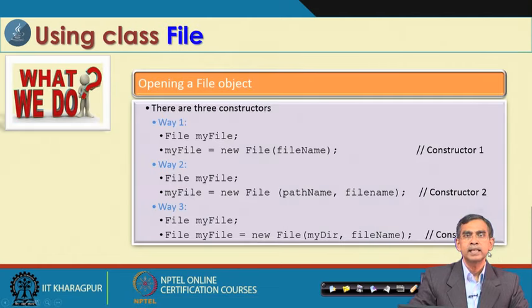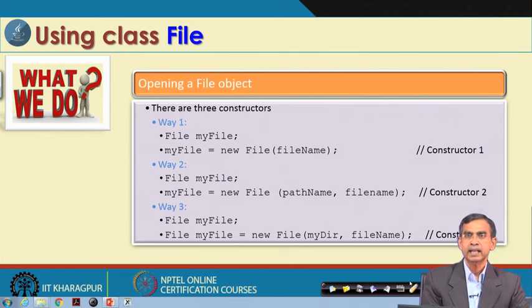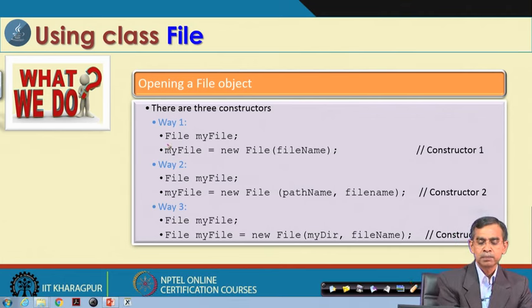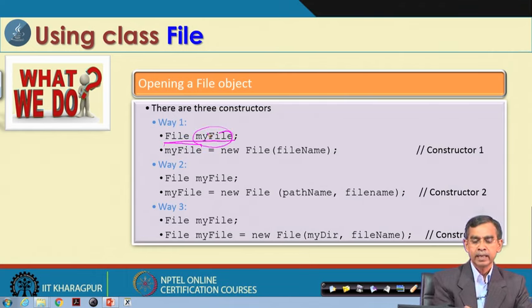Now, let us see what we can do. So far as the file is concerned, the first task is how we can open a file object. That means, in the object oriented concept, everything is an object. So, file is an object, how can we create a file object. As I told you, there is a class called File. So, if we declare this, then myFile is an object of File, and it can be opened using this statement, new File(name).